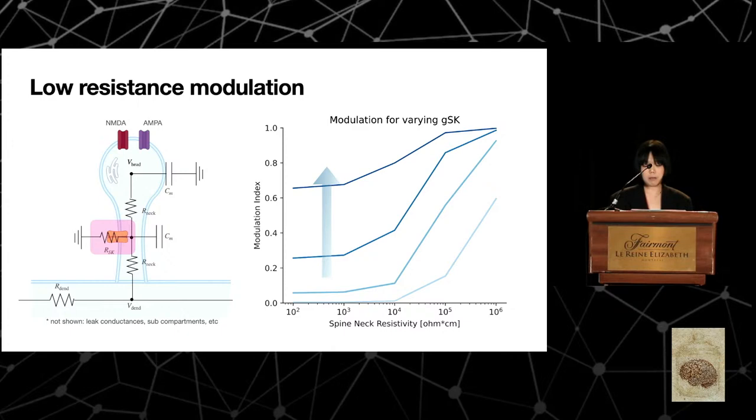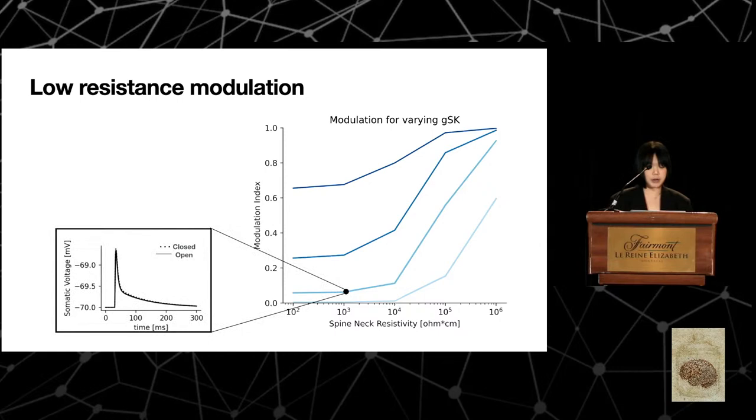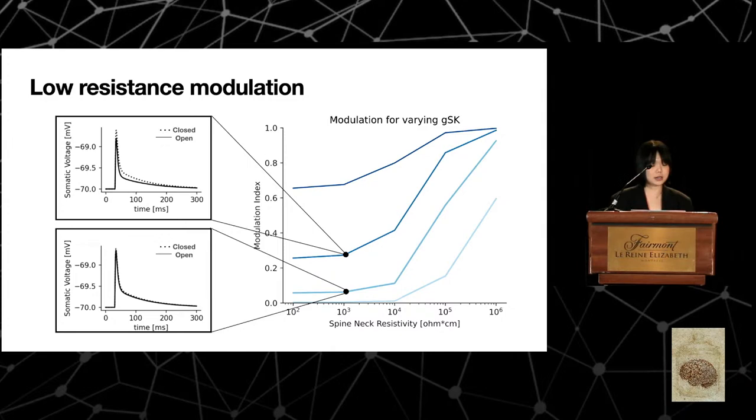And if we were to look, for instance, at this point over here, that was the point I showed earlier of very low resistance. If we increase that by one order of magnitude, you can see significant suppression here of that initial spike signal and the following NMDA transient.